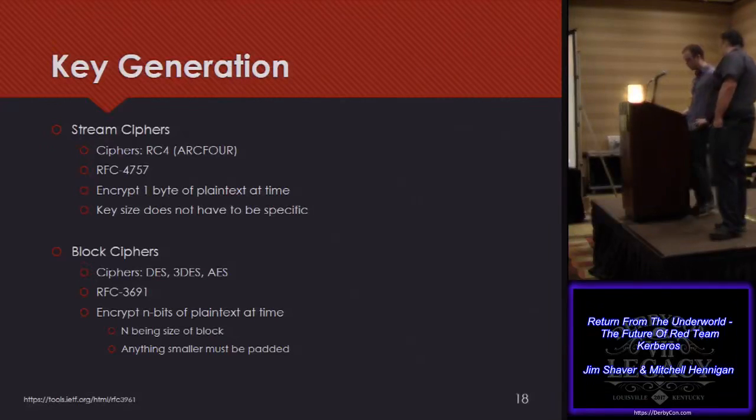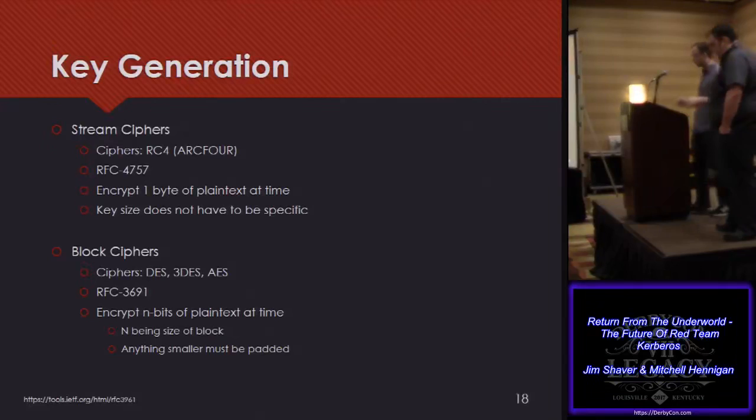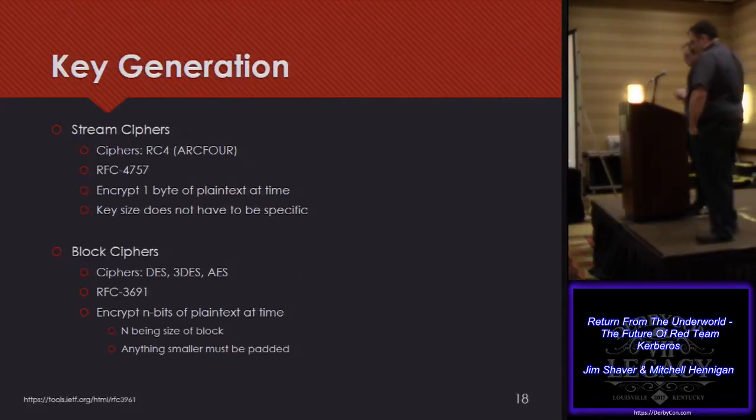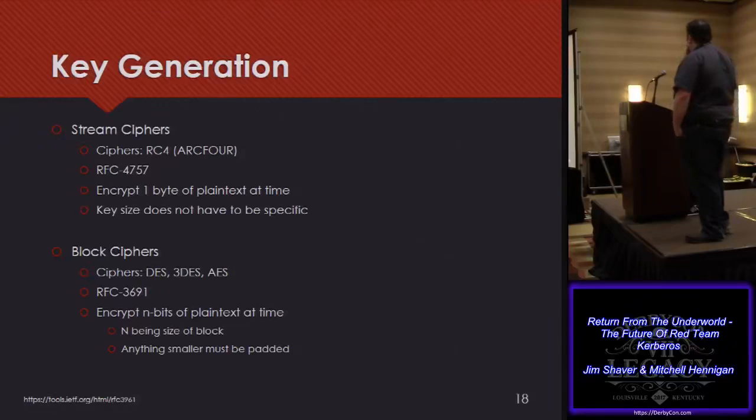So when we do start generating these keys, how does it really work? It falls into two categories. First is going to be a stream cipher, that's going to be RC4, and that's going to take a bit of plaintext at a time, encrypt it, and go all the way through the rest of it. And that's going to be your RC4/ARCFOUR as Microsoft named it.